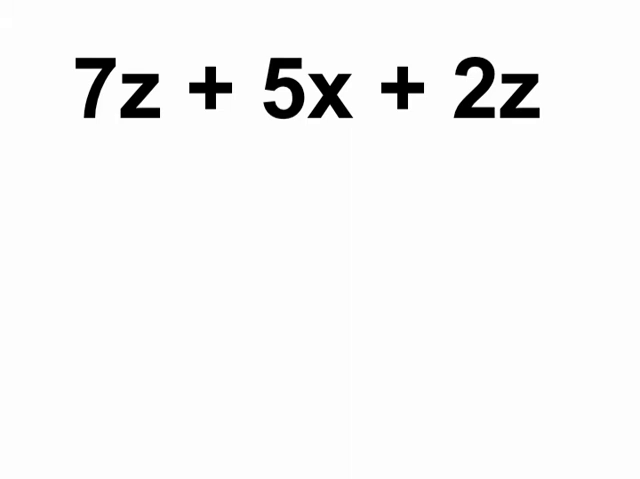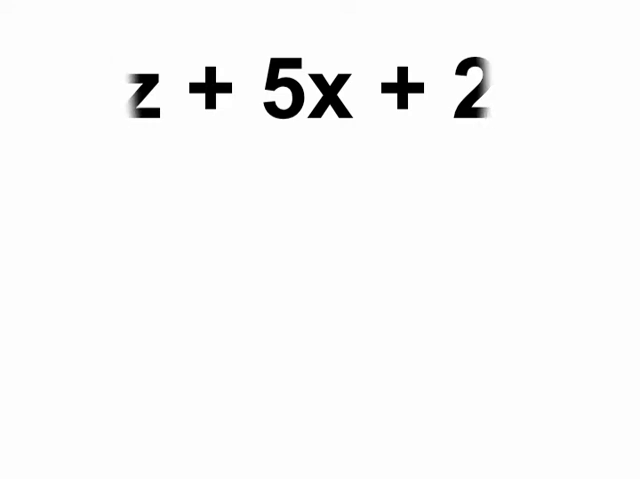Our first example here, you have the math expression. The math expression has three terms, 7z, 5x, and 2z. Your job is to identify which of those terms are similar to one another. And then, using the rules we have already studied with integers, you are to combine those terms. Sometimes we have to add them together, other times we subtract.